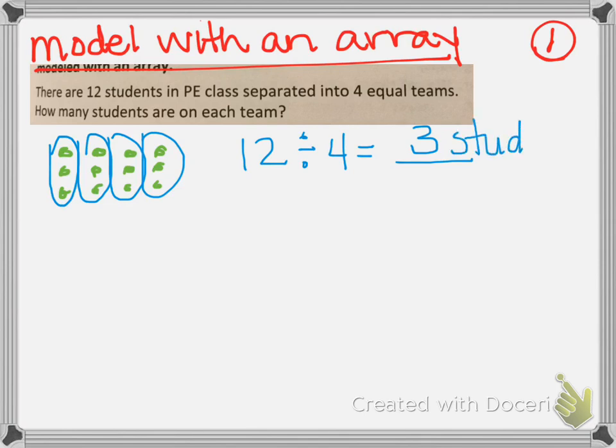So how many students are on each team? 3 students. I'm not going to write a word sentence for space, but go ahead and just write 3 students so we know that it's not dirty socks. Okay? This quotient right here, the 3, does that represent the number of groups or the size of the groups? Well, I can look at my array and see that I have 1, 2, 3, 4 groups, but I have 3 inside each group. So 3 is the size of the groups.